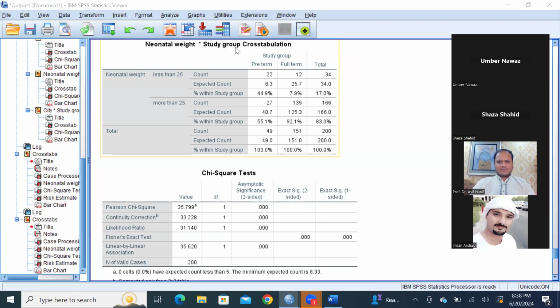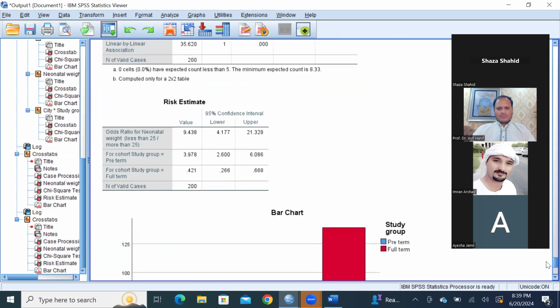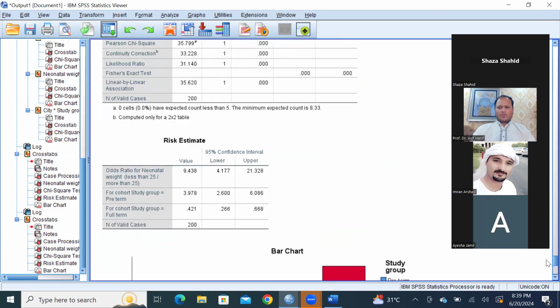Sir, my question is about this expected count. What is the difference between observed and expected count? Observed is what you... Yes, please. And second, sir, our confidence interval is in the range of 4 to 21, which is quite broad. Does it matter, or should we report it even though it is broad, since it's significant? Yes, it should be reported. Why is it broad?